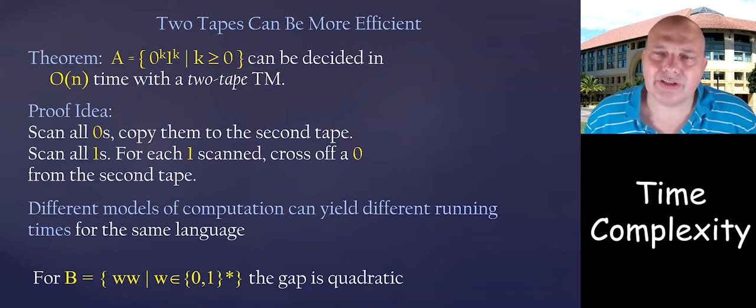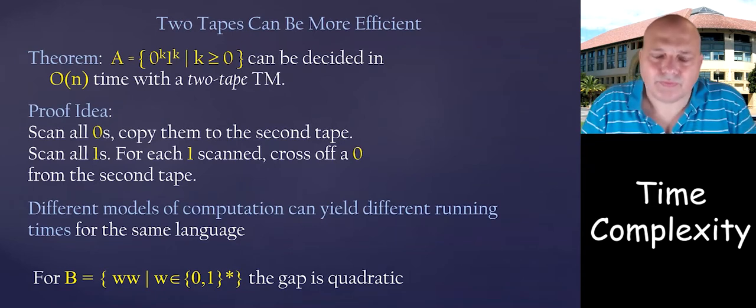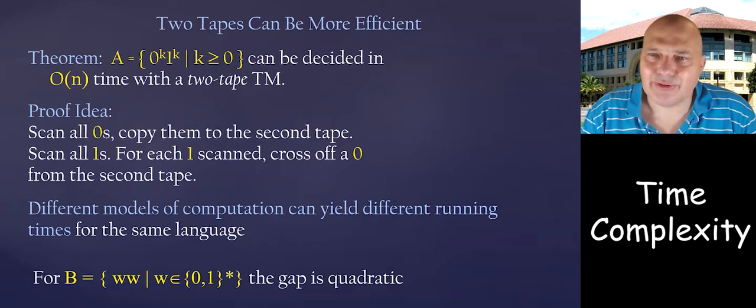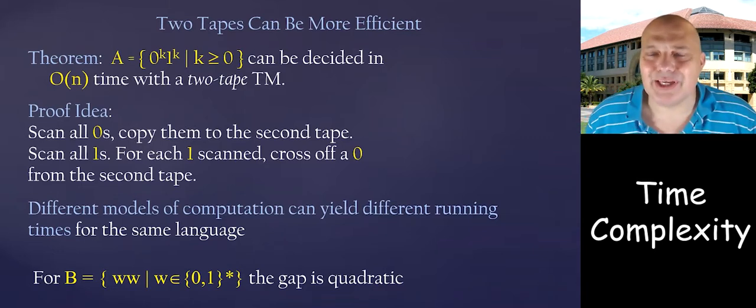In fact, you can look at a different language, B, which is all the strings ww, where w is in {0,1}*. The gap here is quadratic. With two tapes, you can still do it in linear time, and with a single tape, it requires a quadratic amount of time. And actually, you have enough knowledge at this point to actually prove it. I probably won't make you, but you could.